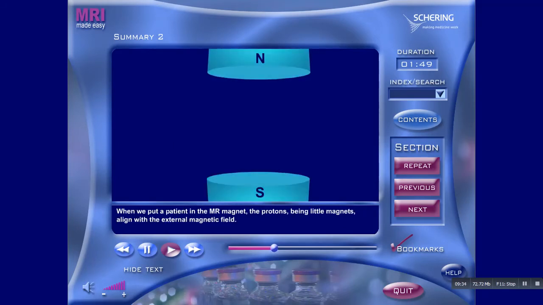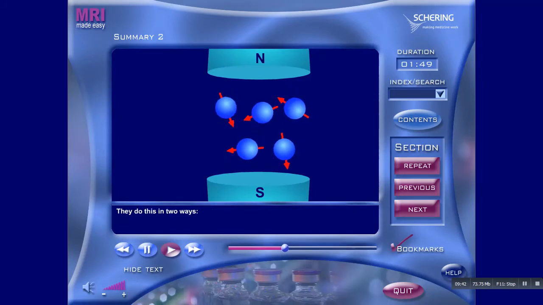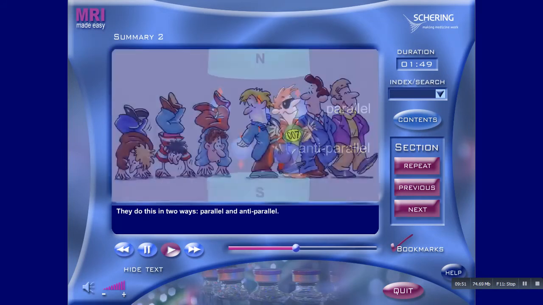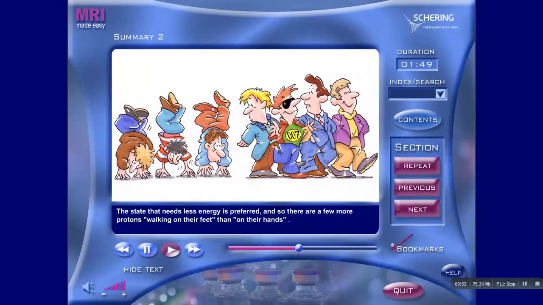When we put a patient in the MR magnet, the protons, being little magnets, align with the external magnetic field. They do this in two ways: parallel and antiparallel. The state that needs less energy is preferred, and so there are a few more protons walking on their feet than on their hands.